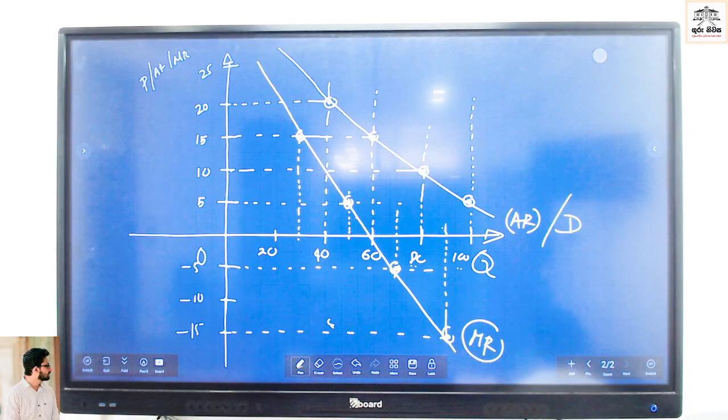The marginal revenue should be marked in between.